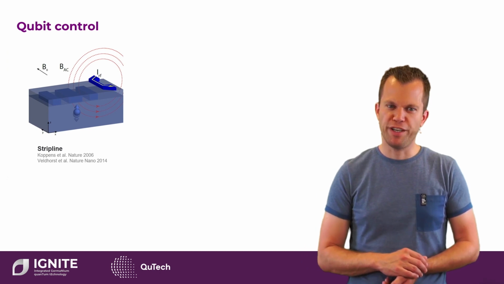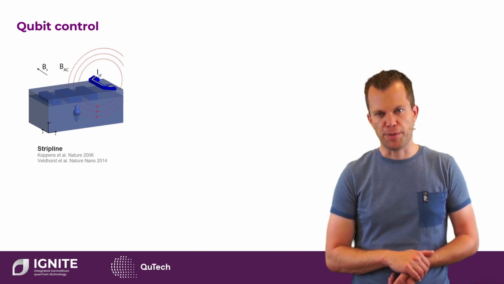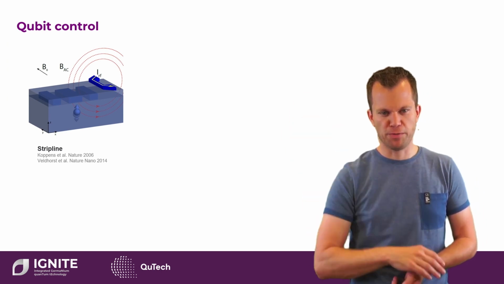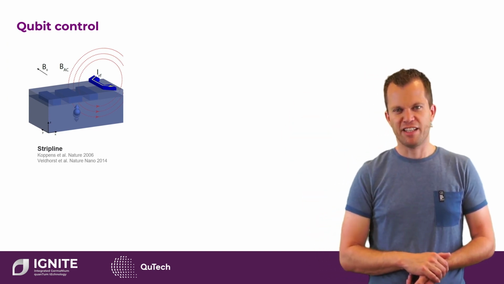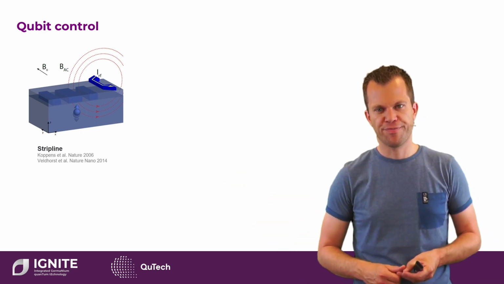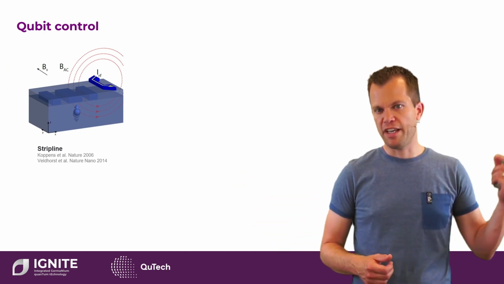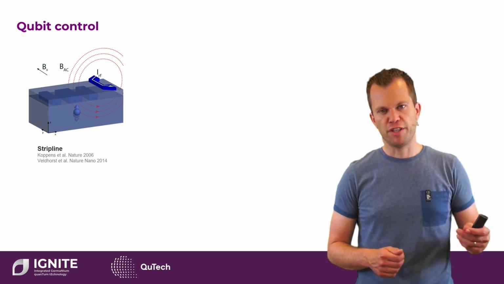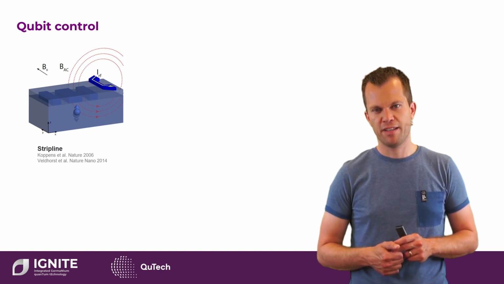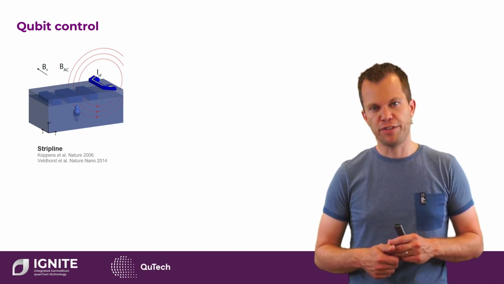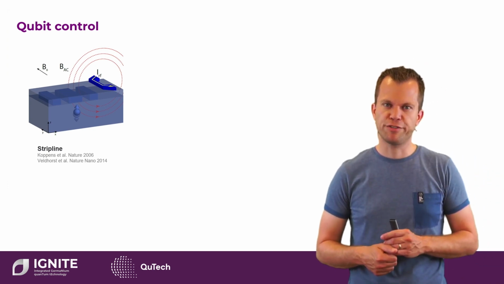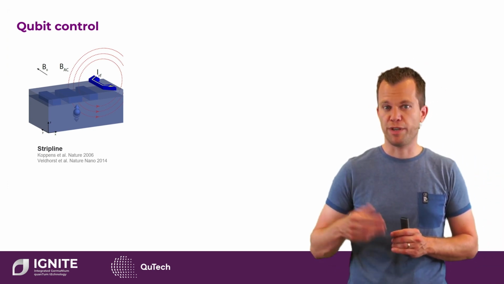Maybe the simplest way would be to make use of a strip line. So imagine either an electron or a hole in a quantum dot, as you see here, and then we have a metallic line through which we drive a current. Now if we apply an AC current, then this current will generate an AC magnetic field, as you see in the image.